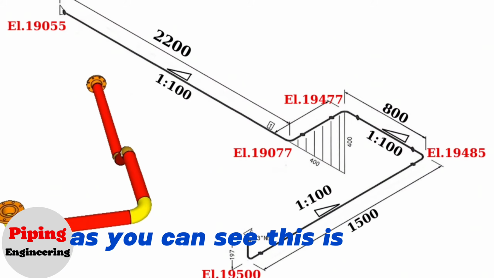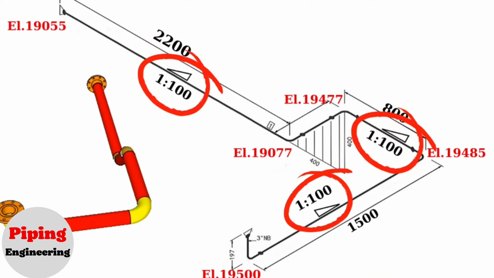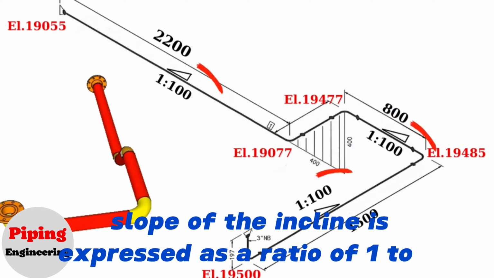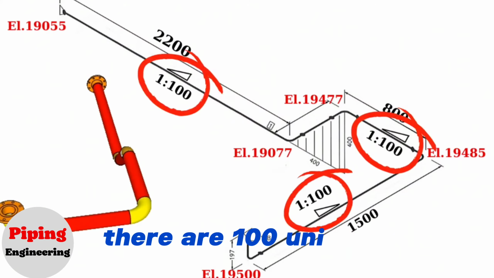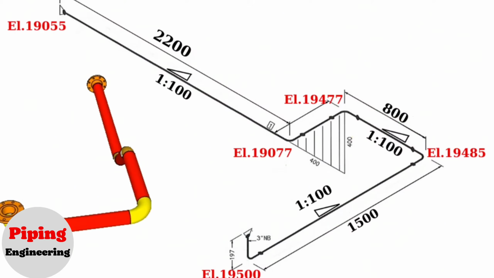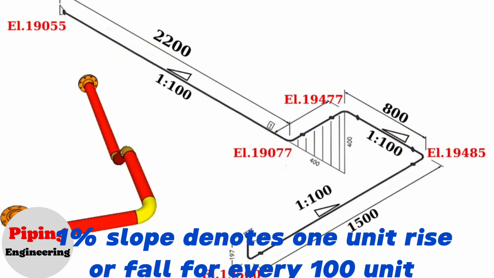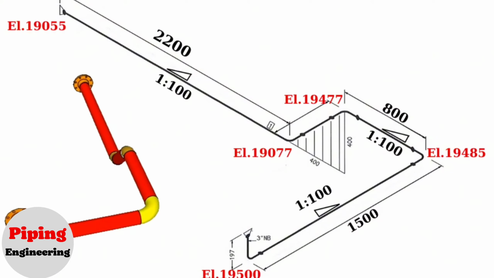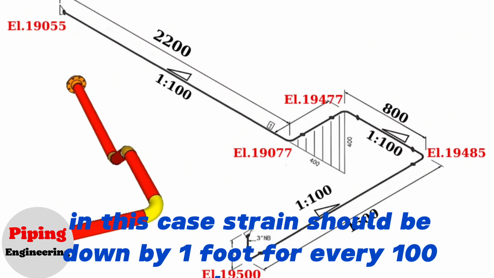As you can see, this is a piping isometric drawing with some slopes and different elevations. In piping isometric drawings, slopes are shown with this symbol. In this drawing, the slope of the incline is expressed as a ratio of 1 to 100, meaning that for every 1 unit of vertical elevation there are 100 units of horizontal distance. A 1% slope denotes 1 unit of rise or fall for every 100 units of horizontal length. In this case, the drain should fall by 1 foot for every 100 feet of length.